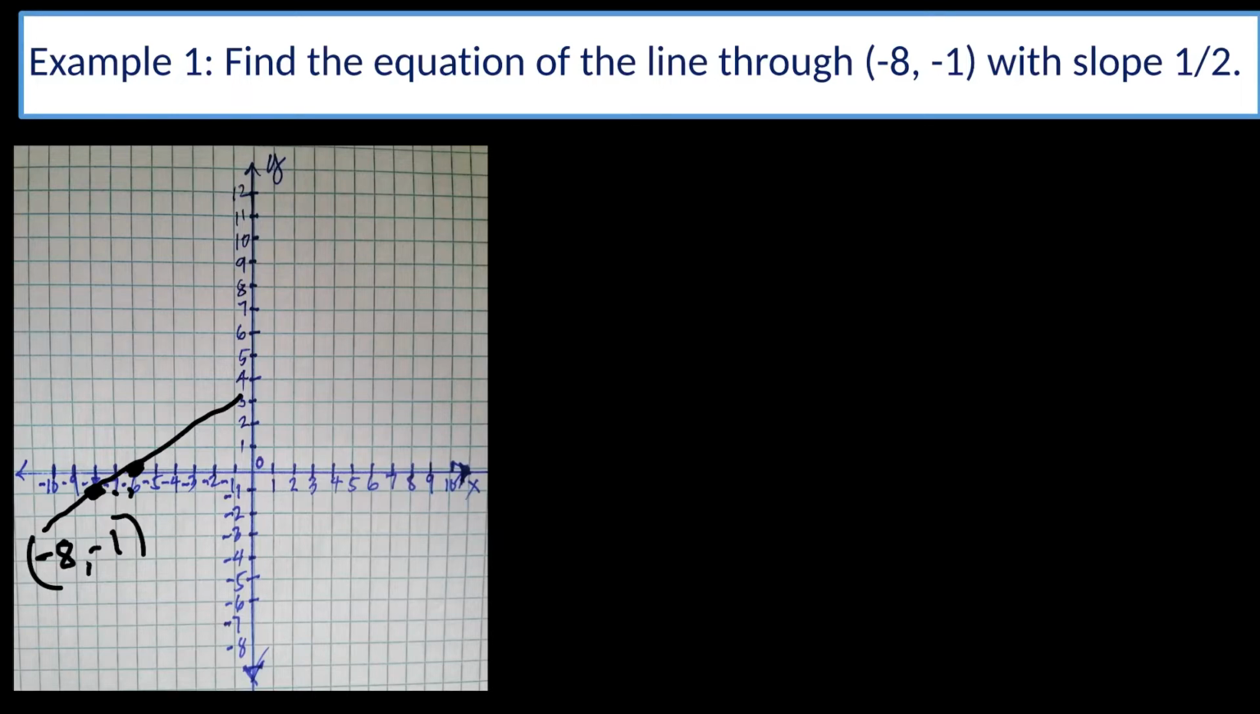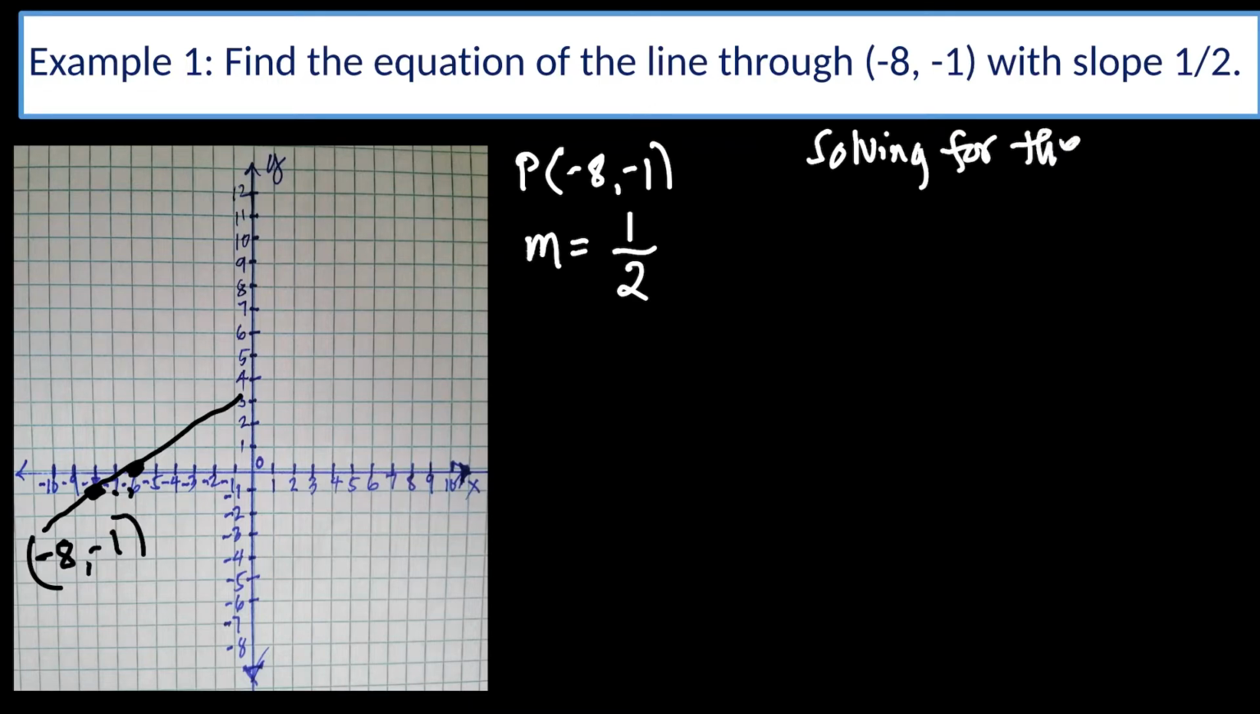Now, let's list down the givens. We are given the point, which is -8 and -1, and the slope denoted by m, which is 1 over 2. Now, to solve for the equation of the line, we have the formula y minus y sub 1 equals m times x minus x sub 1.